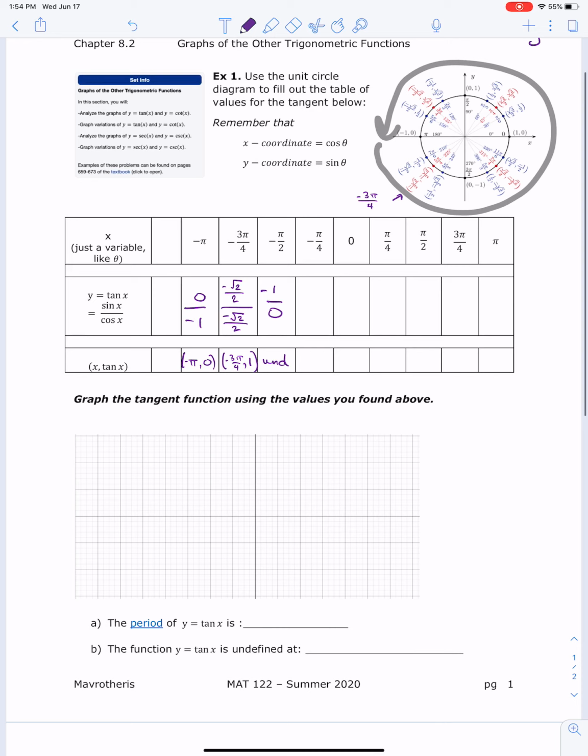Negative pi over 4, our sine is negative, our cosine is positive. Oops, wait, ordered pair. Negative pi over 4, negative 1. At 0, we've got 0 over 1.